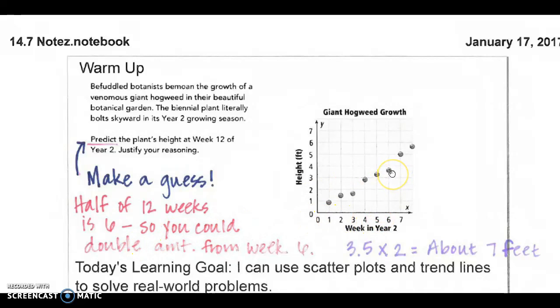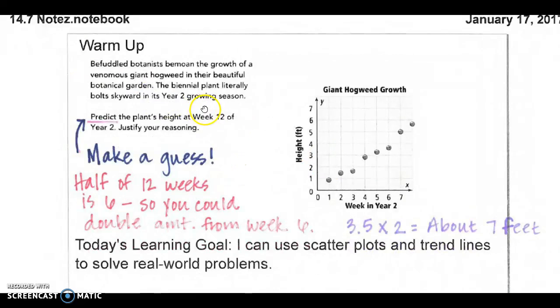So if you double the 3.5, then it's going to be about 7 feet at week 12, is my best estimation. And there's different things that you could do. You could absolutely write a trend line equation for this and plug in 12 for x and figure it out from there. But I believe you're going to get about the same thing as well. So since it's a warm up, that's our best guess for today.